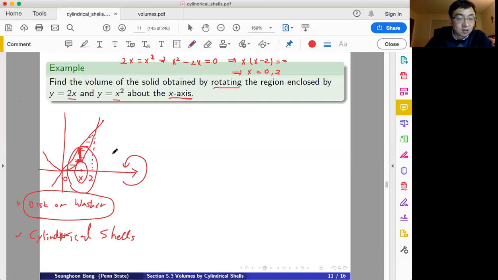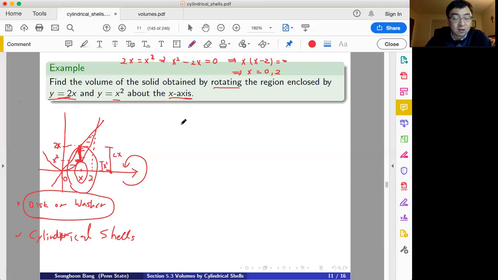That's right. So what is the outer radius? The center is here, and the outer radius is this one. This point is on the line y equals 2x, so the outer radius is 2x. What is the inner radius? The inner radius is the point on the curve x squared. The inner radius is x squared.